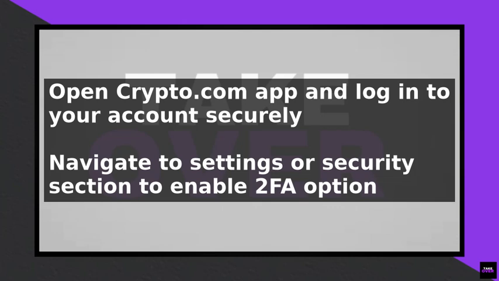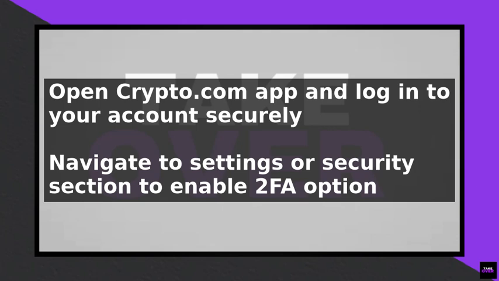To begin, open the Crypto.com app and log into your account. Navigate to the Settings or Security section, where you will find the option to enable two-factor authentication. Select Google Authenticator as your preferred 2FA method.